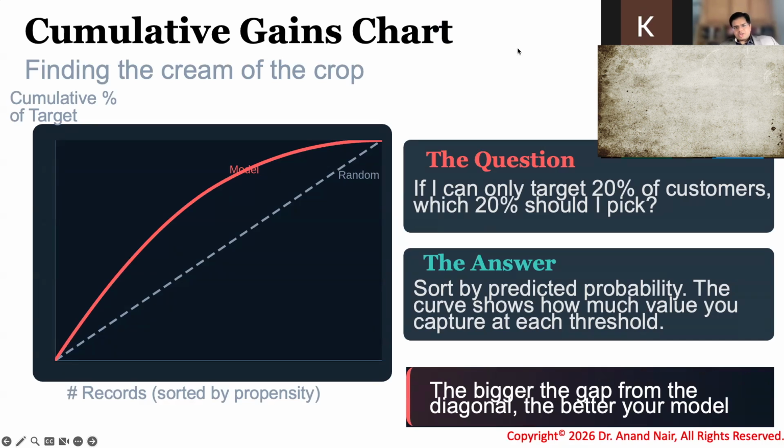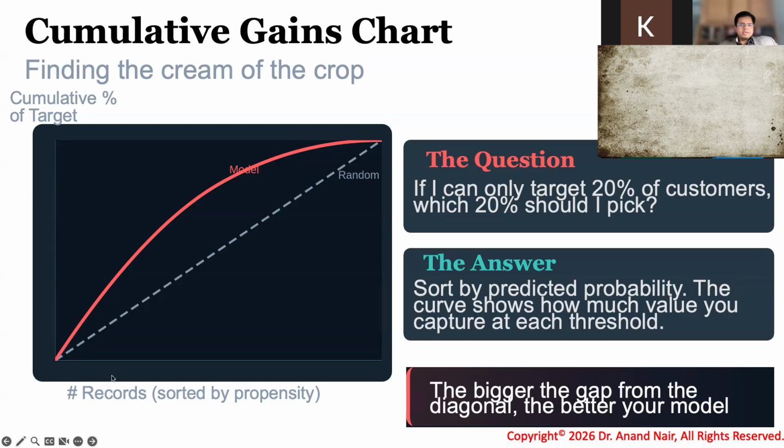So there are two different charts that we'll talk about. One is the cumulative gains chart. The other is the lift chart, which is also called the decile lift chart. What the cumulative gains chart does is, it's basically finding the cream of the crop. So let's say first you sort all your records by predicted probability, highest probability at the top. Then you walk down the sorted list and count how many actual positives you've encountered. So that's on the x-axis, and then the y-axis is the cumulative percentage of the target, the total percentage of how many did we actually predict correctly.